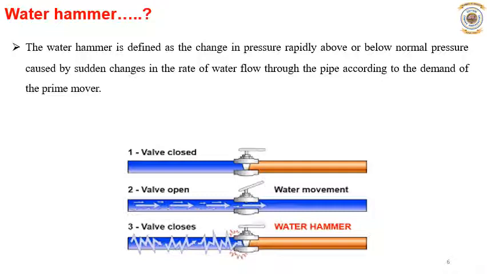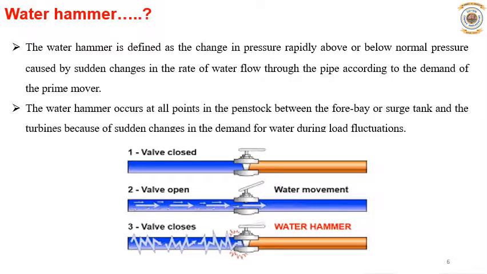the demand. Now load is reduced on the prime mover, so the prime mover need not require that amount of water. Then you are going to close this valve rapidly, suddenly. So what will happen? Suddenly there is a jerk created to the flow of water, isn't it? Sudden stoppage of water movement. So that movement will cause a hammering effect, which is called water hammer.